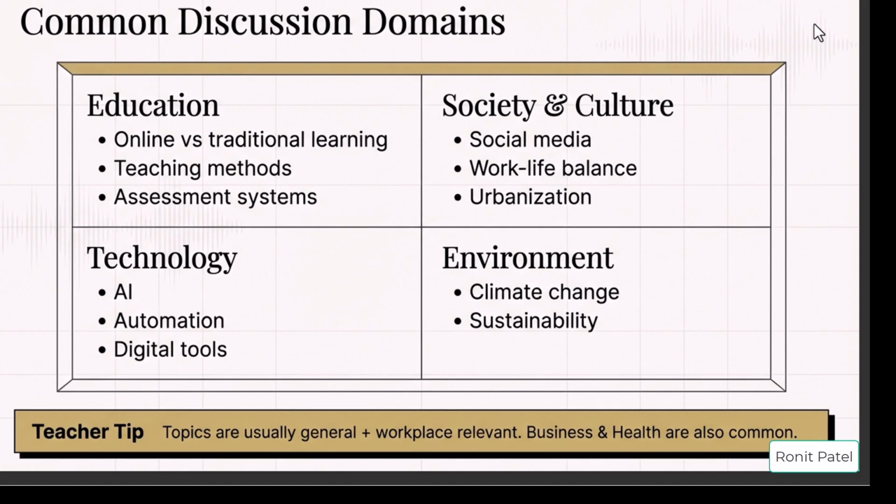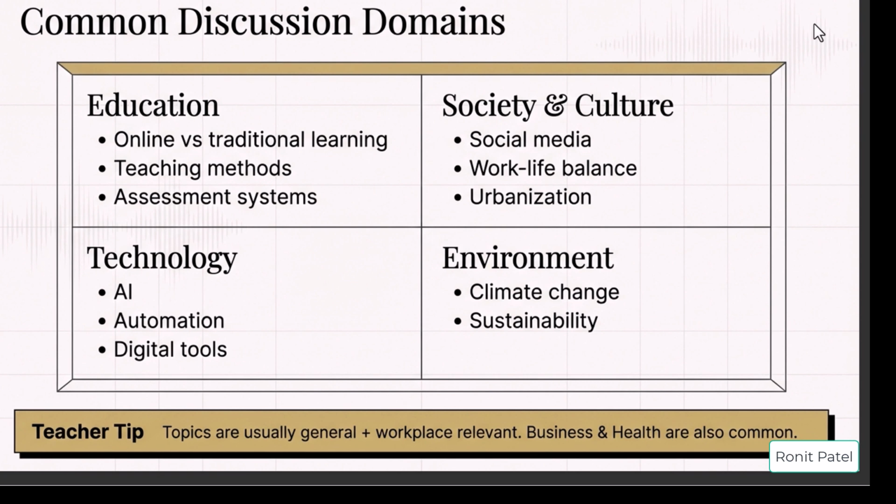Third is technology. Subtopics include AI, automation, digital tools. This is a high frequency exam favorite. Now, what should be the student mindset? Technology discussions usually contain benefits versus risks, efficiency versus job loss, and innovation versus privacy. So, train your ears to catch these contrasts quickly.